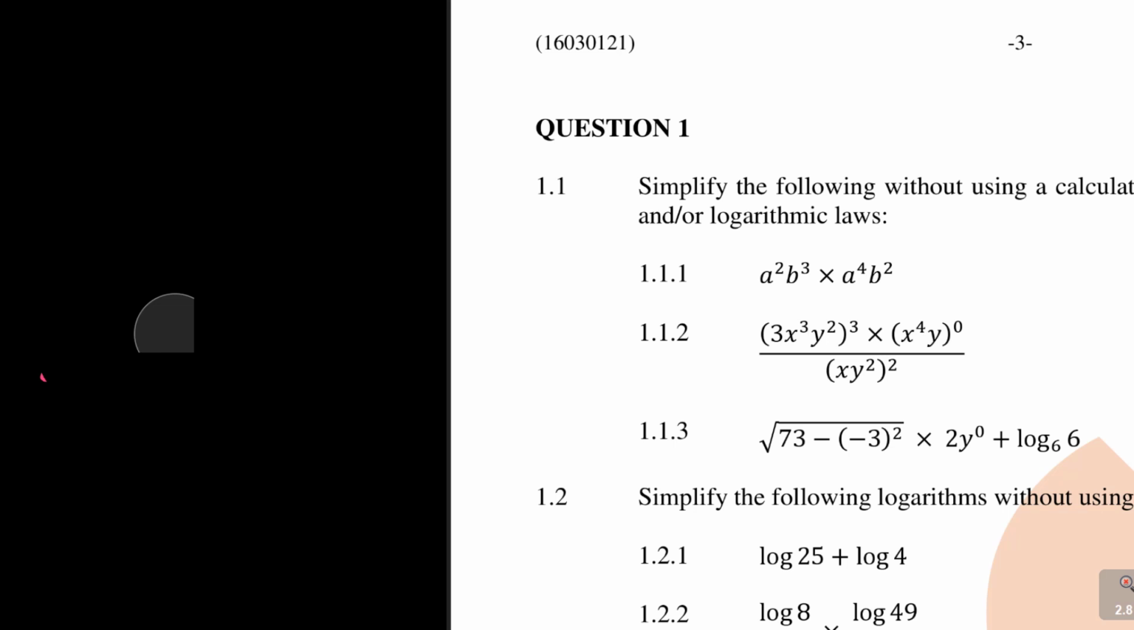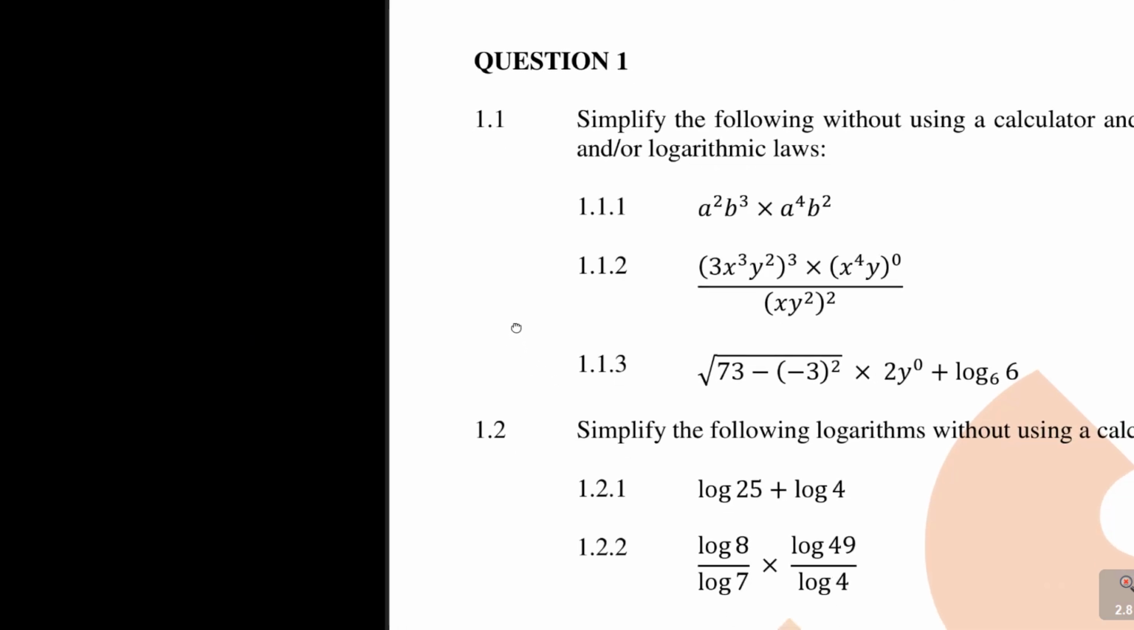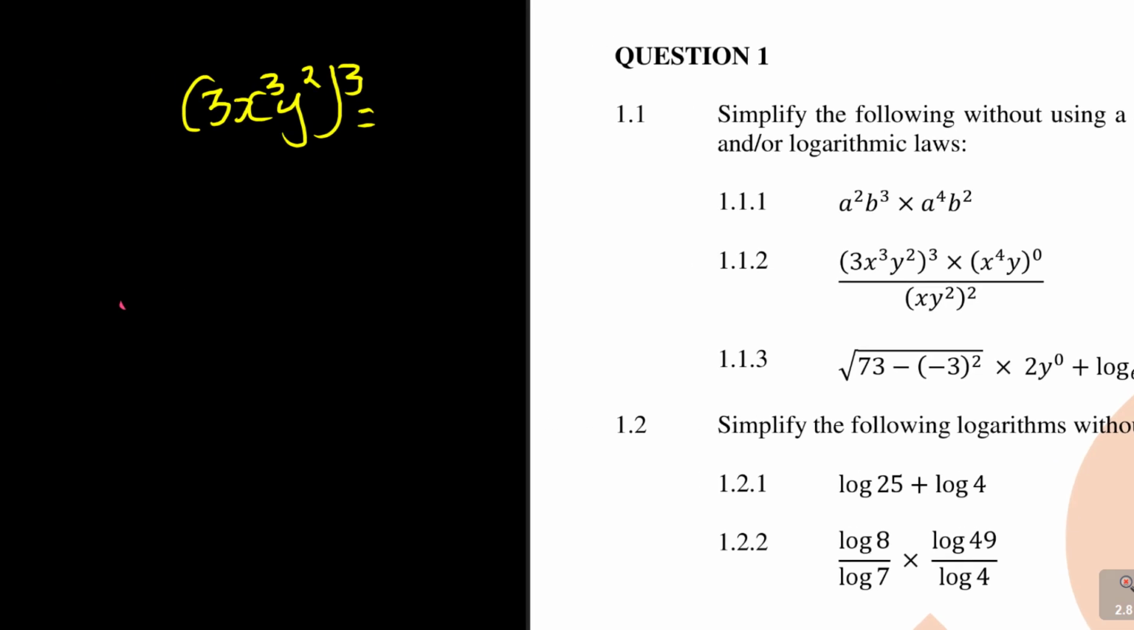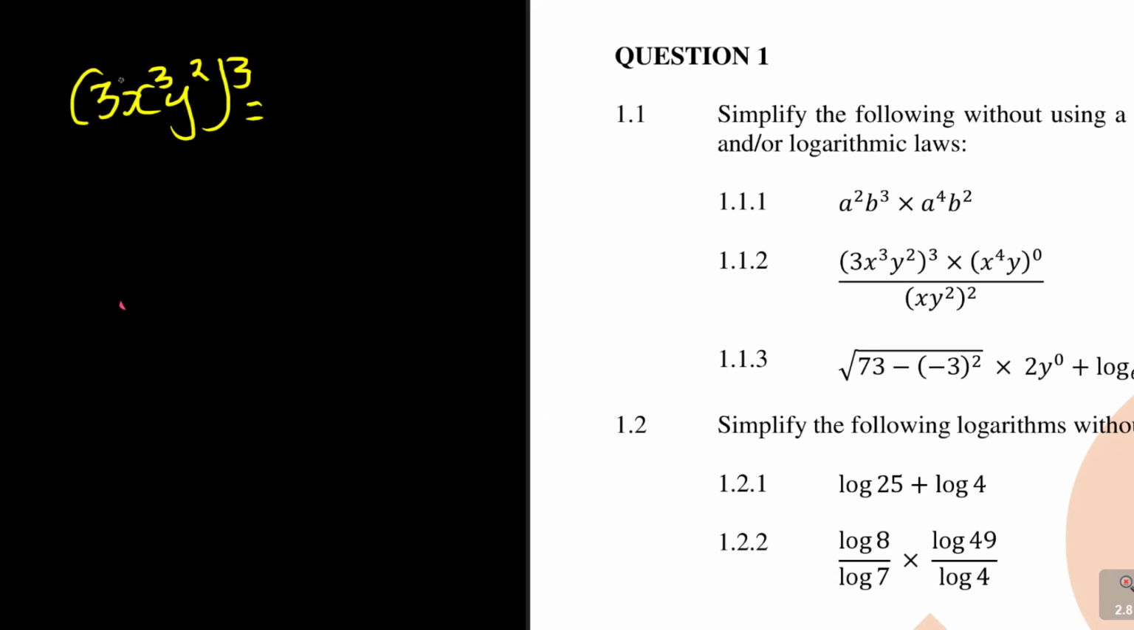Now what about the second one, 1.1.2? What do you think there? I'm just going to do it in parts and then we write the final answer. When you simplify 3x cubed, you have to open the brackets first. That's very important. When you open up this bracket, look at it carefully: this is 3, this is x cubed, and then y squared. So what is it going to become?